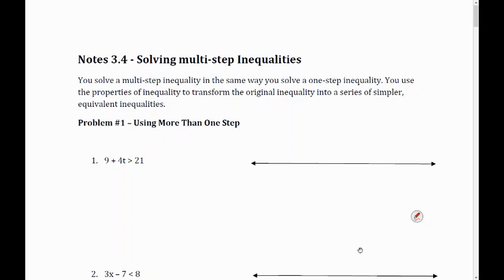Okay, so here we go. It says you solve a multi-step inequality in the same way that you solve a one-step inequality. You use the properties of inequality to transform the original inequality into a series of simpler equivalent inequalities.